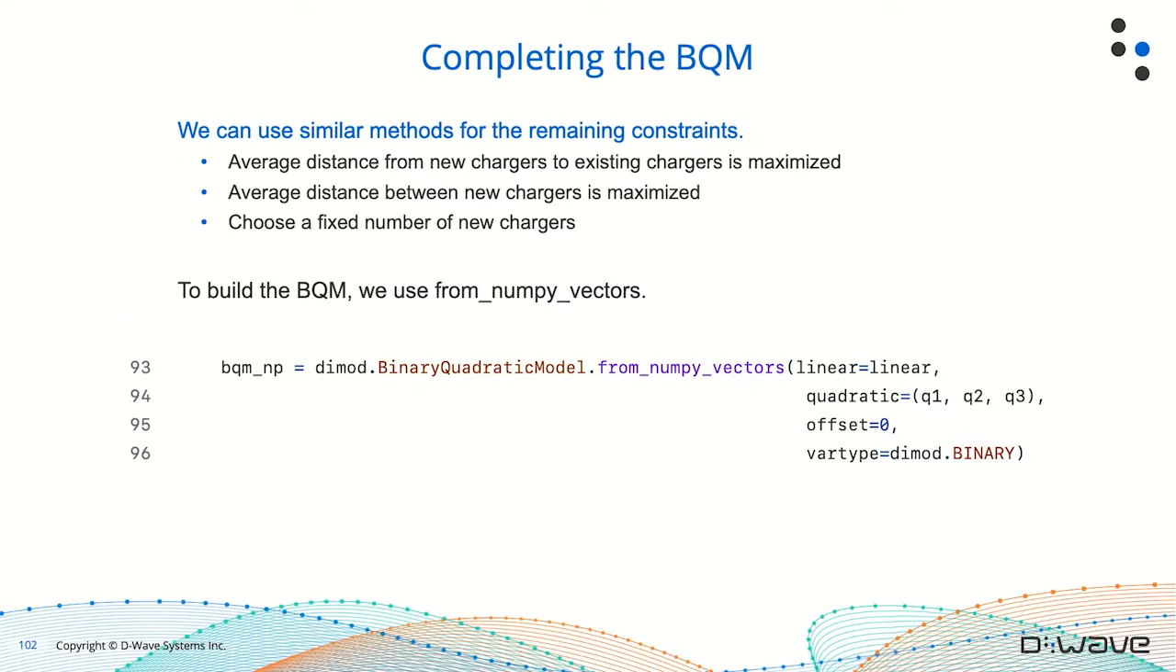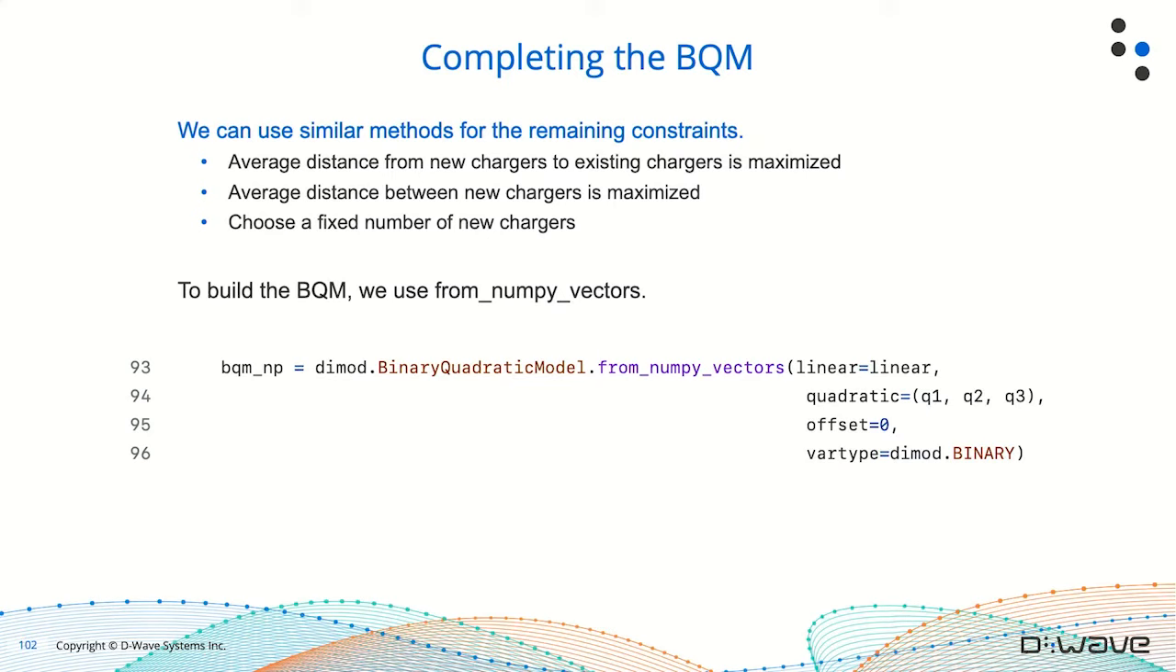So, completing the binary quadratic model. We've got other constraints and objectives that we need to add in. You can handle each of these using NumPy in a similar way. Like I mentioned, they're all in that code there that you can find in our collection of code examples. But then to build the binary quadratic model, we're going to build this one a little bit differently.